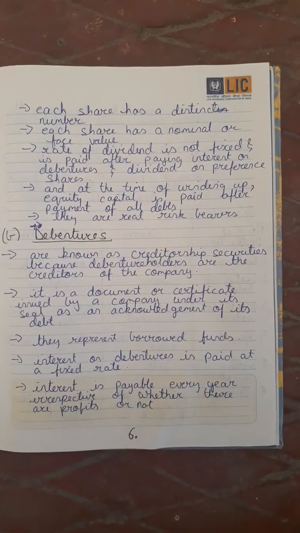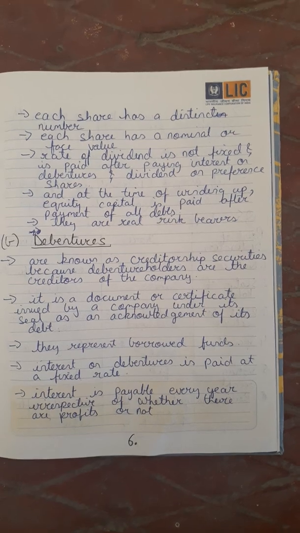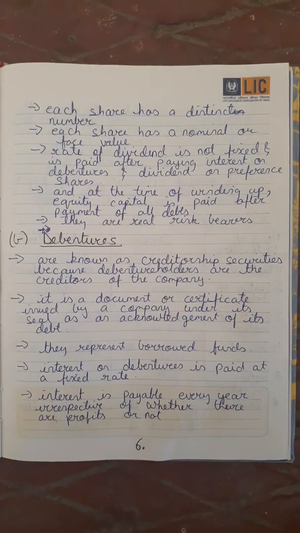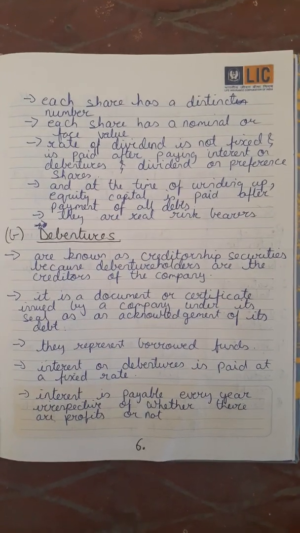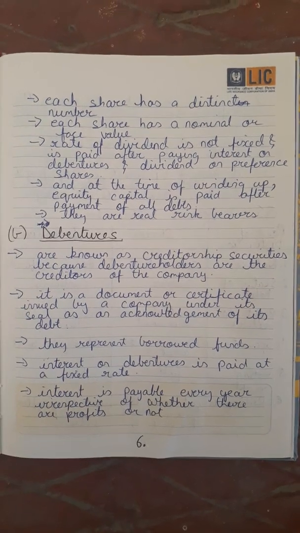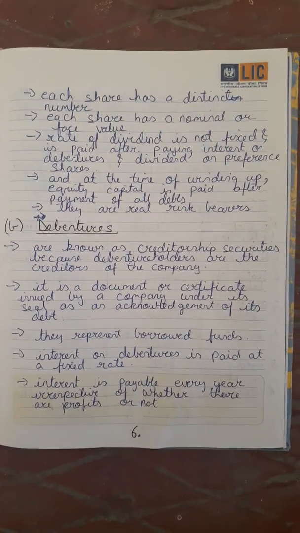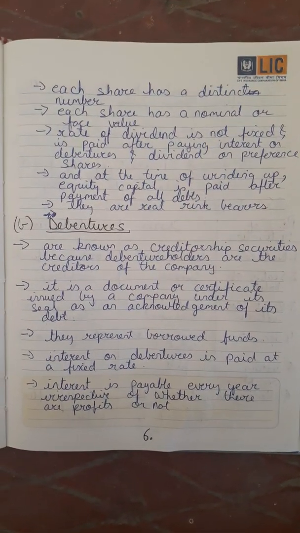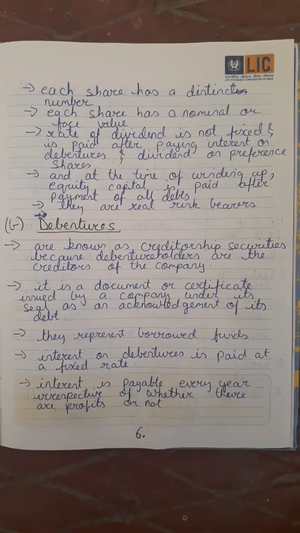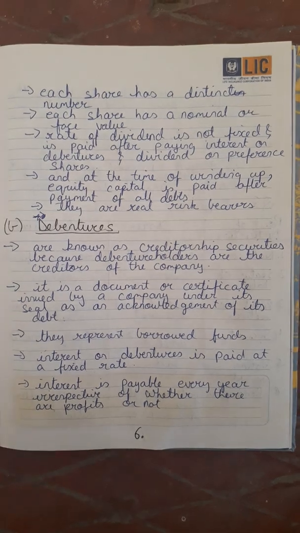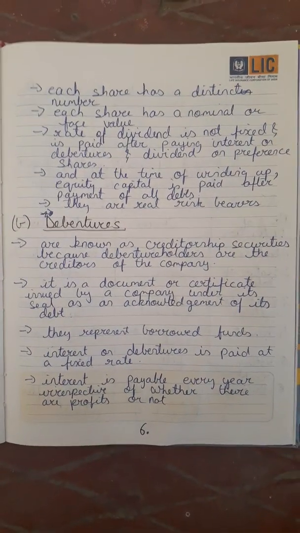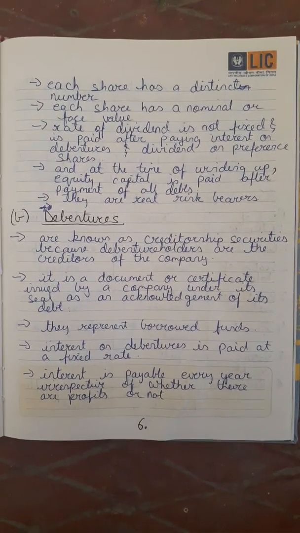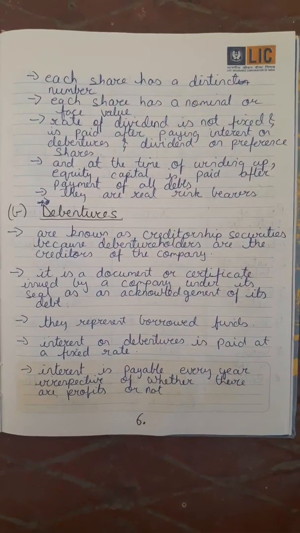The next form of long-term source of capital for a company is debentures. A debenture represents the borrowed funds of the company. And the people to whom debentures are issued are called debenture holders. Debentures are also known as creditorship securities because debenture holders are the creditors of the company. It is basically a document or a certificate issued by a company under its seal or signature acknowledging the debt.